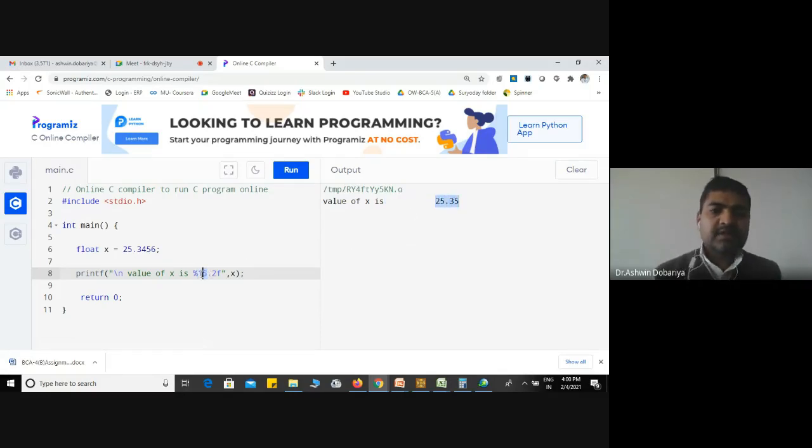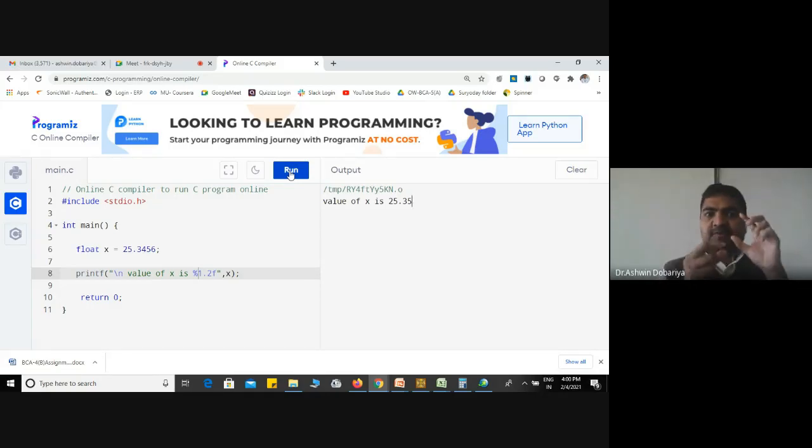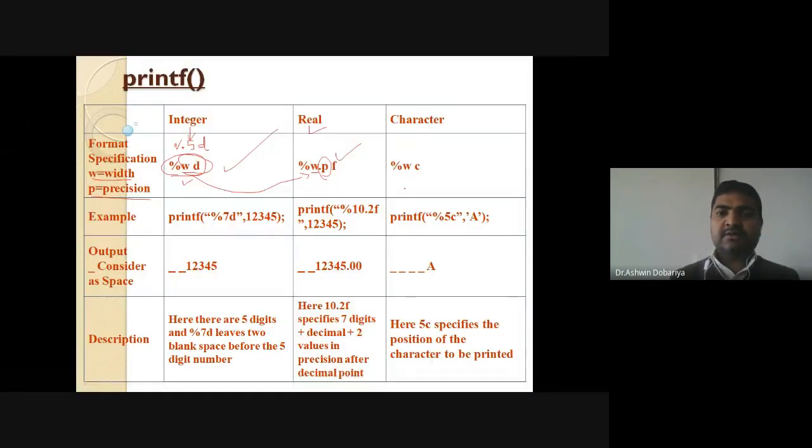Even suppose you have mentioned 1.2, can you tell me the output of this? I have mentioned total width 1.2. What is the output? It displays as it is. Yes. See, if you mention a smaller width, then the compiler will display the data as it is. It will not change the format. It will not skip any digits. So that you have to just remember. So that we discussed over here.